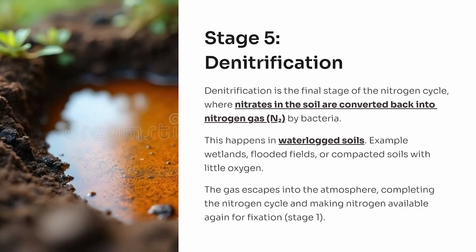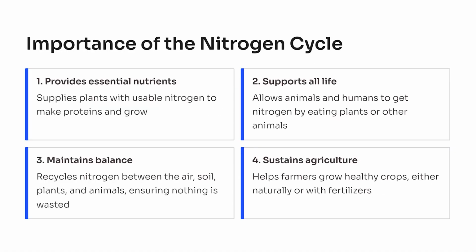And that's how the entire nitrogen cycle connects, from air to soil to plants to animals and back to the air once more. Now that we've seen all 5 stages of the nitrogen cycle, let's talk about why this cycle is so important. The nitrogen cycle keeps nature in balance and makes sure all living things get the nitrogen they need to survive. Let's look at a few key reasons why it matters.